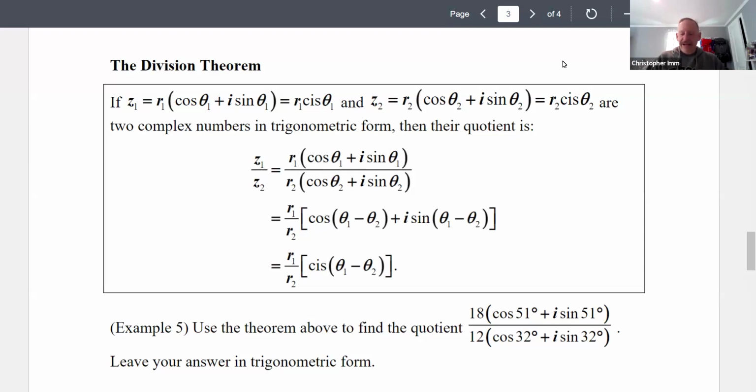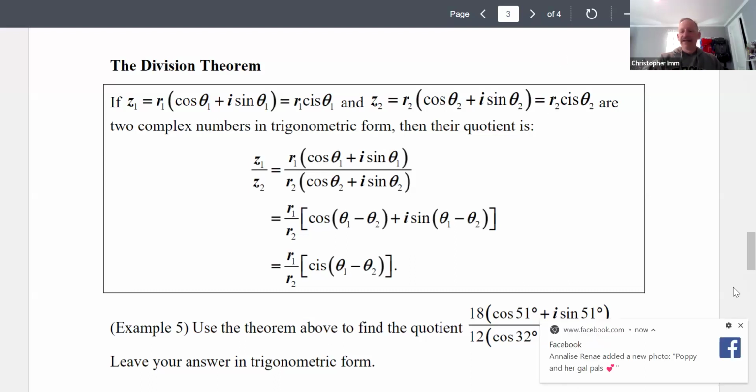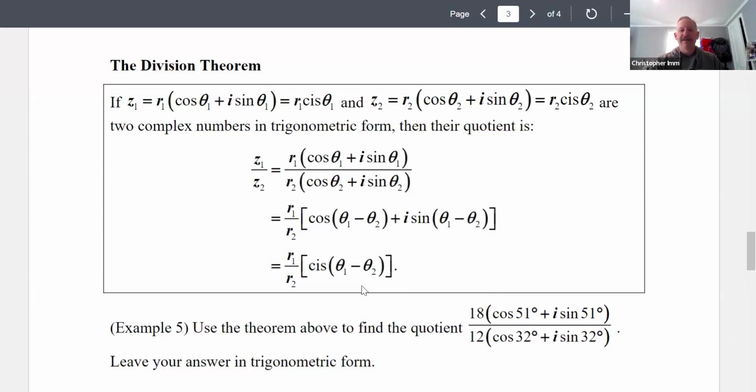When we think about multiplication, we were multiplying those two moduli together, and then we were adding their arguments. When we divide, we have to divide in order, but we divide those two moduli and we subtract their arguments. So whereas when we multiplied these things, we had to turn counterclockwise, when we divide these things, we're going to go right back clockwise. So this is our theorem here. We divide the moduli together, and then we subtract those arguments.